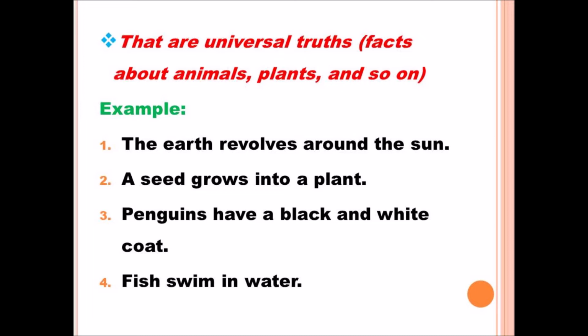Next, penguins have a black and white coat. What does it mean? We all know penguins are black and white in color. So no other color does the penguin have, only black and white. Then fish swim in water. We all know that fish swim in water. Once it gets out of the water, it dies. So we all know that all these are truths and they are known to everybody in the world. So we call them universal truths. So we use simple present tense for universal truths.